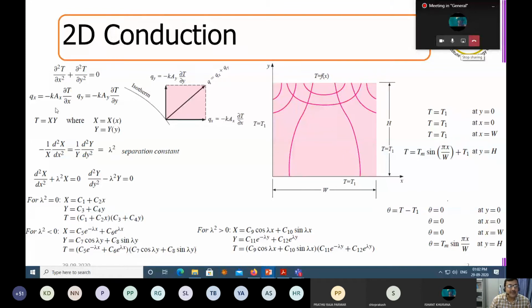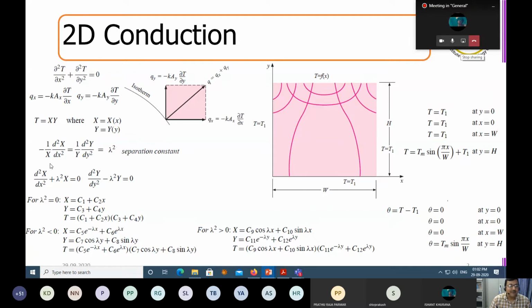So you can see that the moment I assume that T(x,y) is equal to this, I get this. So this partial differential equation, a second order, 2-dimensional linear partial differential equation, is converted into 2 linear ordinary differential equations. And this particular process is called the separation of variables.